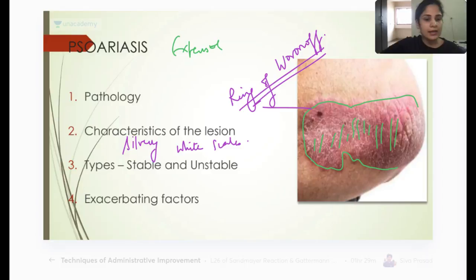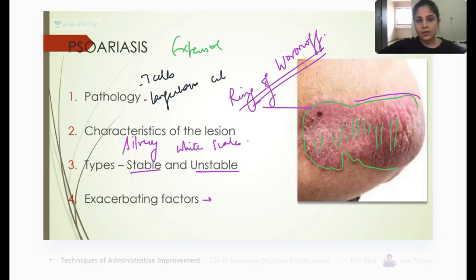Okay, now next, you can divide those lesions into two types, either stable or unstable. Stable means it is static, it's not growing. Unstable means it is growing rapidly and spreading everywhere. Ring of Voronoff is this hypopigmented ring present at the margin of the lesion. Okay, what are the exacerbating factors for psoriatic lesions? Psoriasis is an autoimmune disease. In this, you will have destruction of the skin by T cells and by your Langerhans cells.